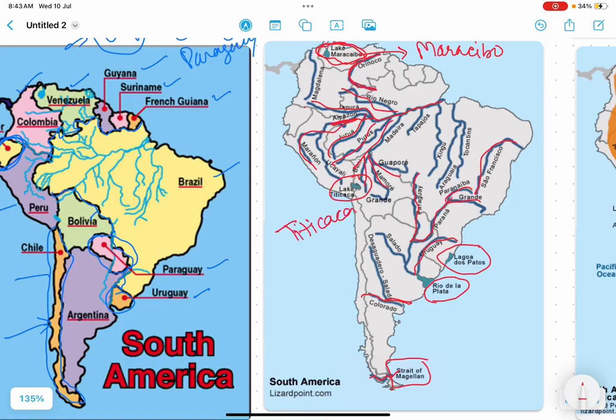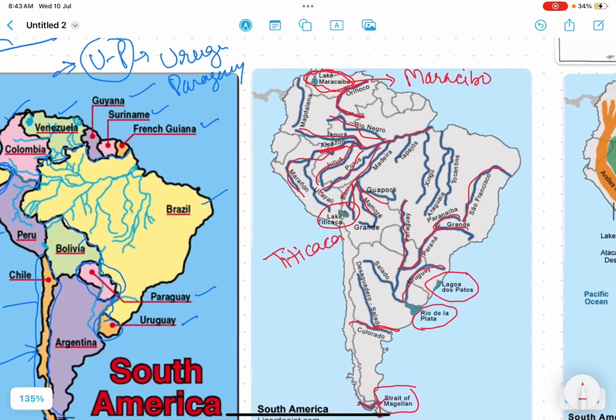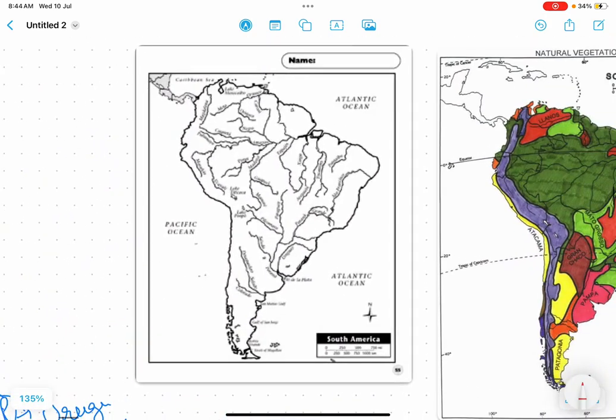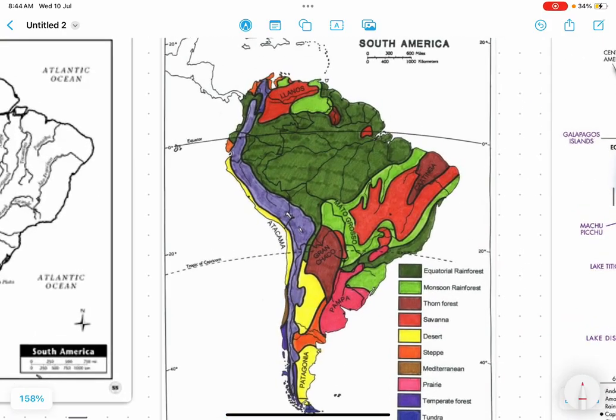All right. So those are some of the water drainage systems of South America. Let's move on to the next. So this is not very clear, so let's see the natural vegetation.